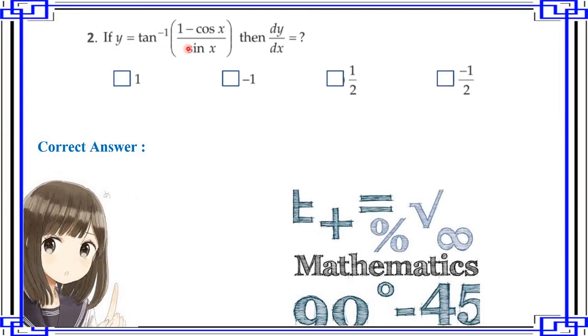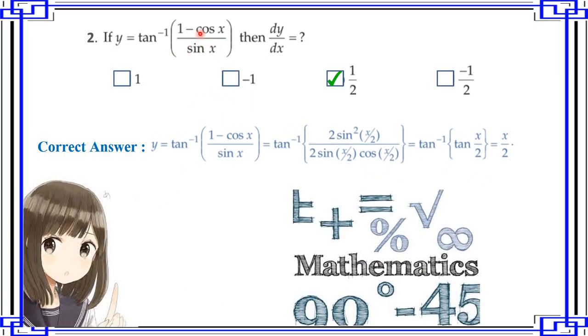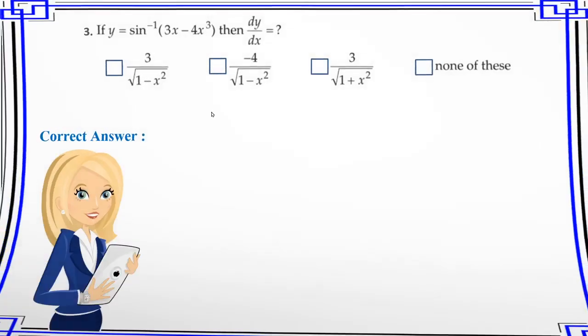If y is equal to tan inverse of (1 minus cos x) upon sin x, then what is the value of the derivative? Here we can use the properties in numerator and denominator. It will be 2 sin square x by 2, and sin x can be written as 2 sin x by 2 cos x by 2. So this will be cancelled and we are getting tan x by 2. Now tan and tan inverse cancel and we are getting x by 2. If we take the derivative now, the answer is 1 by 2.